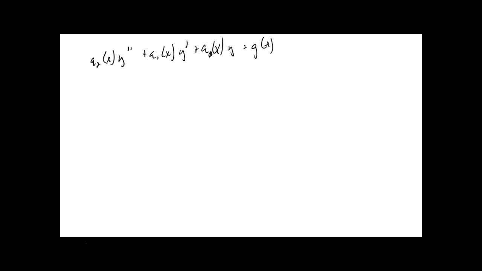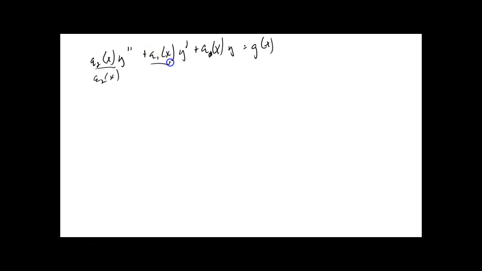The method, again, begins by putting this equation into another form. What we're going to do is divide everything by a2 of x. Now, time out. a2 of x cannot be the zero function. If it were the zero function, you'd have a linear differential equation, not a second order one. So a2 of x can't be 0 for any value of x. Therefore, it's legal to do this. You can divide by a2 of x.